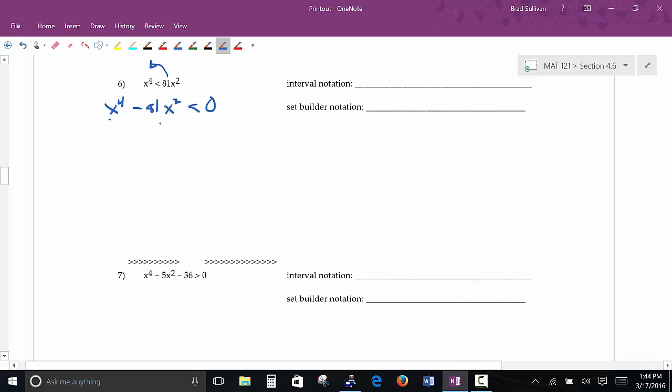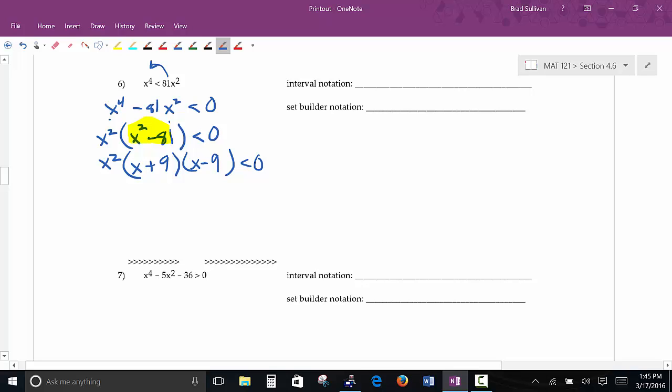Okay, if you factor this, you can take out a common factor of x squared. If you do that, you'll be left with x squared minus 81 is less than 0. So if you have a common factor, take it out. Okay. Now, can you factor x squared minus 81? Yes, it's a difference of two squares. Go as far as you can. So we're going to draw two parentheses, x and x to give x squared, 9 and 9 to give 81, with a plus and minus like that.